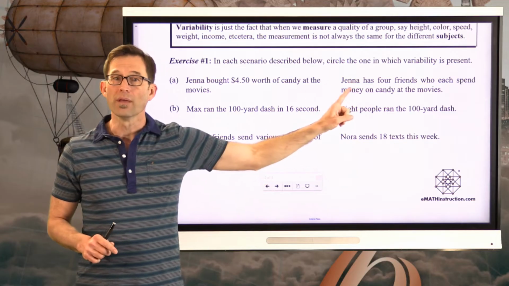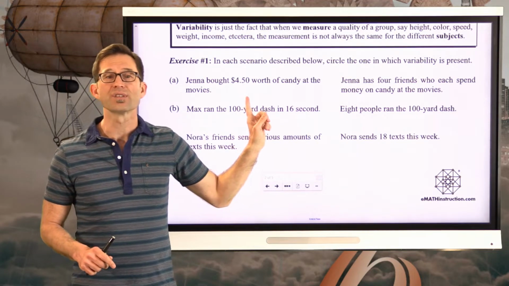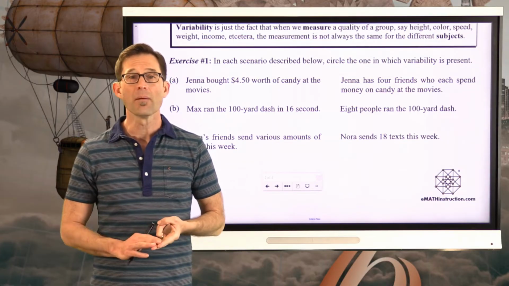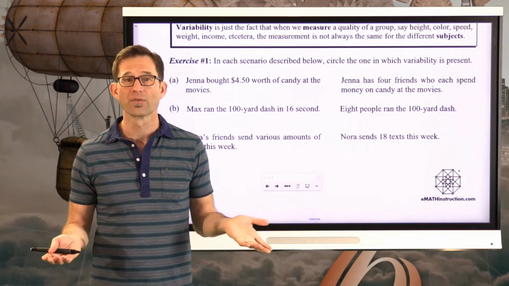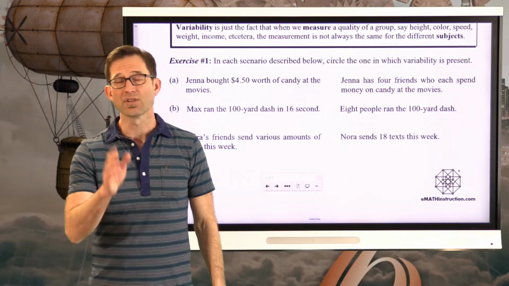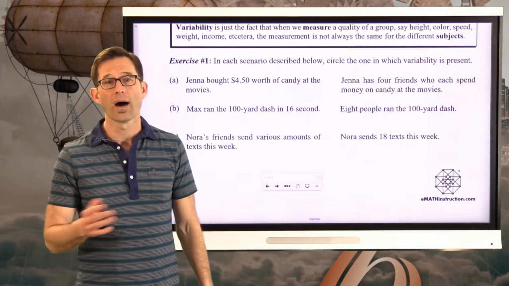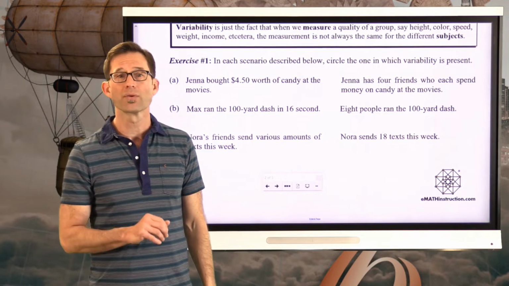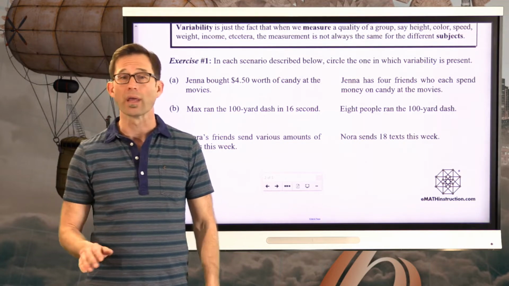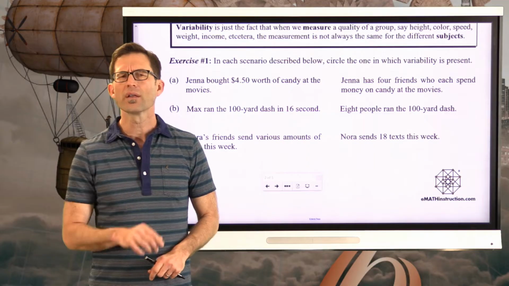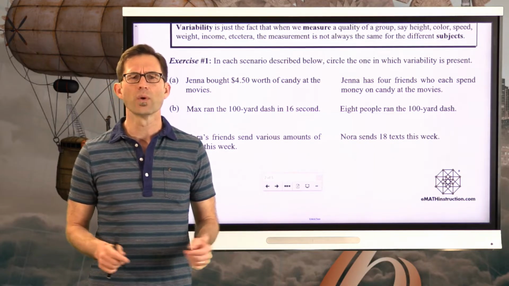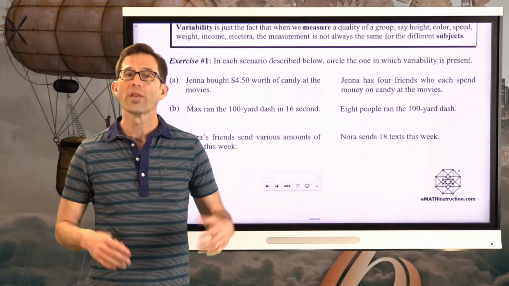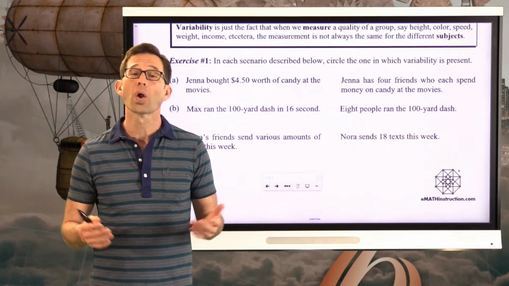Well, it would be in the second one. In the first one, there's a single subject, Jenna, and a single amount of money that she spent, $4.50. So if I just asked you how much money Jenna spent on candy at the movies, you'd be able to say $4.50, and there'd be no variability. That'd be it. On the other hand, if I said, Jenna and her friends went to the movies, how much money did they spend on candy? Well, now there's variability, in all likelihood.